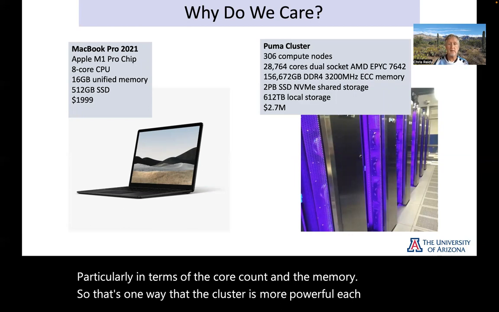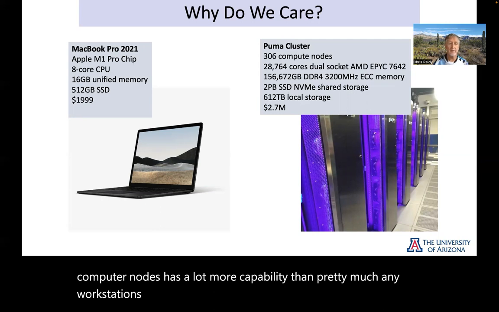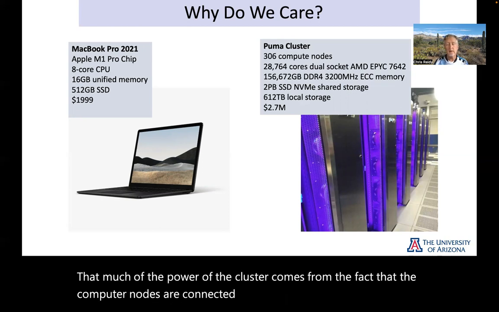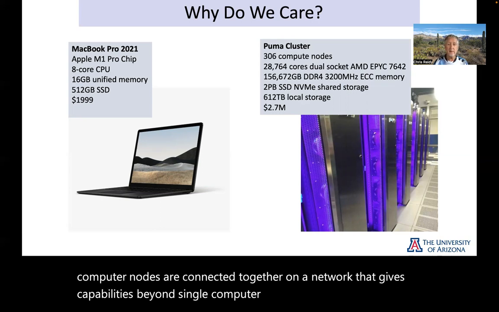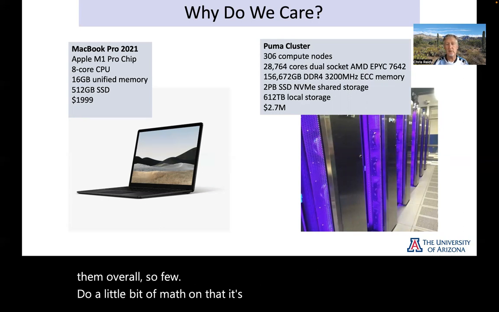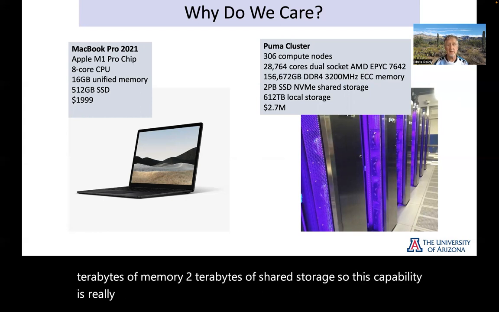So that's one way that the cluster is more powerful. Each of the compute nodes has a lot more capability than pretty much any workstation you can buy, or definitely any laptop. But much of the power of the cluster comes from the fact that the compute nodes are connected together on a network that gives capabilities beyond single compute nodes. There are 300 of them overall. If you do a little math, it's over 28,000 cores, 156 terabytes of memory, and 2 petabytes of shared storage. This capability is really dramatic, and it's paid for centrally, so you don't have to pay for any of it.